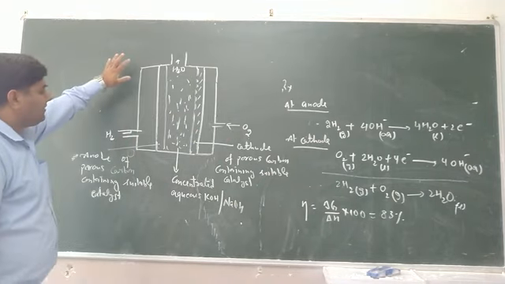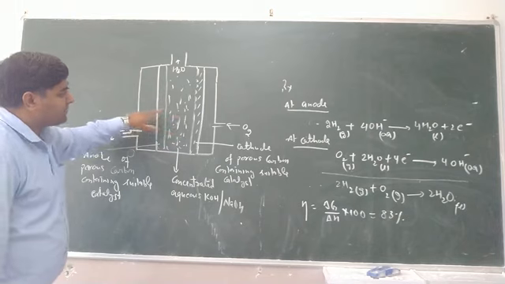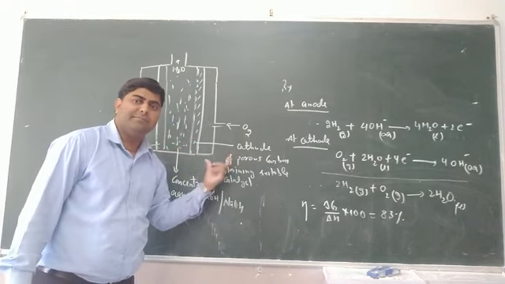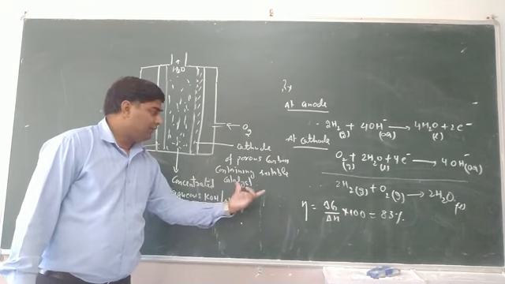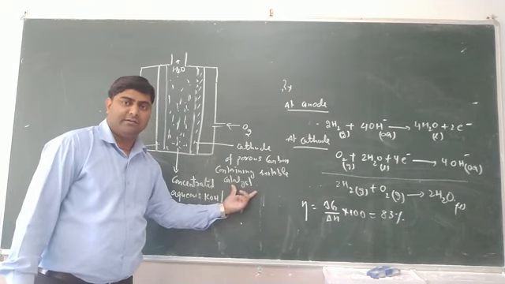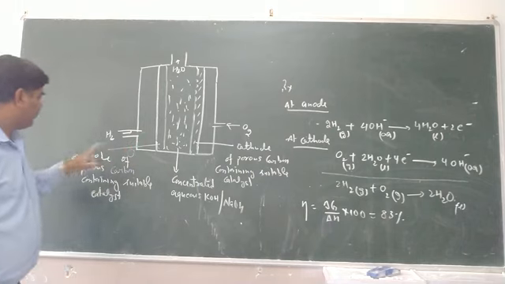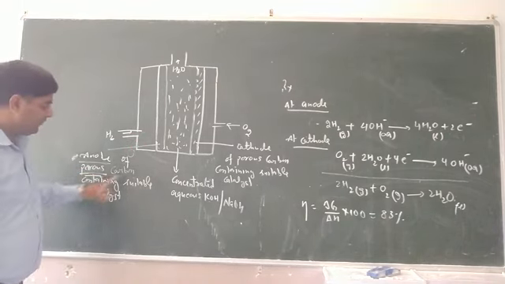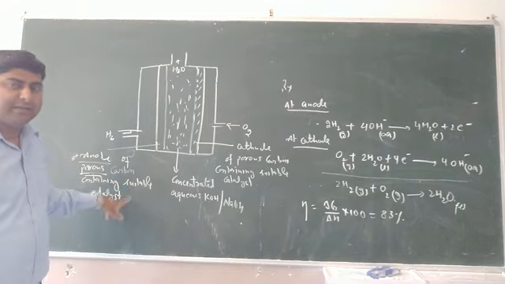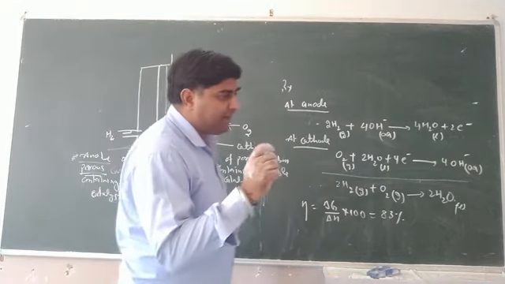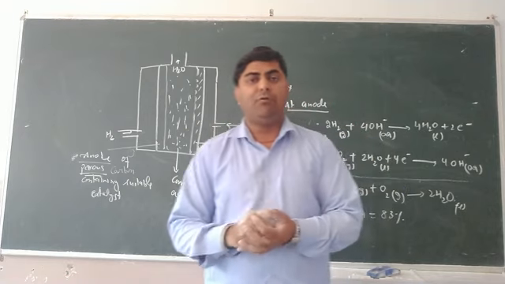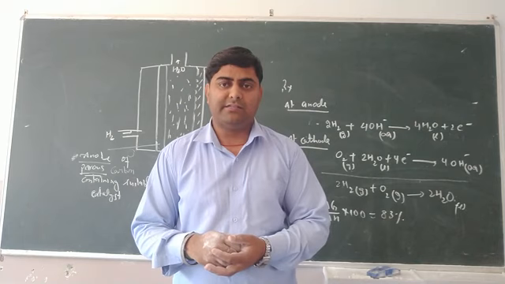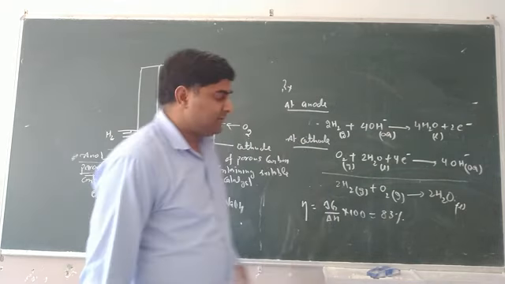A fuel cell generally contains two types of electrodes. One electrode is the cathode, which is made up of porous carbon with a suitable catalyst. Similarly, the other one, the anode, is also made up of porous carbon with a suitable catalyst. It means both the cathode and anode are made up of porous carbon and contain a suitable catalyst.